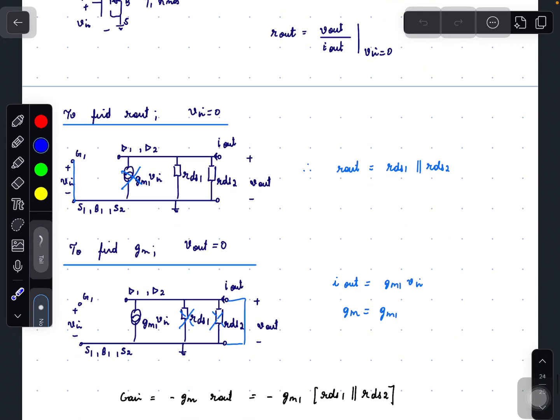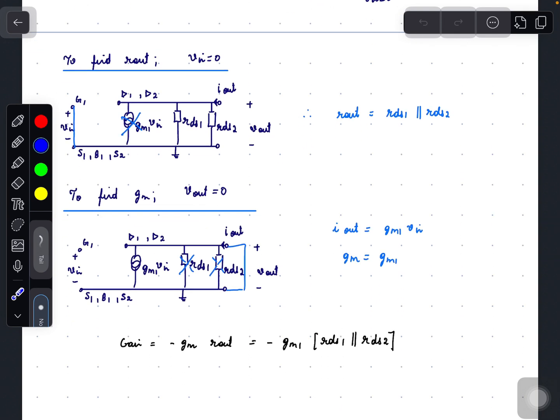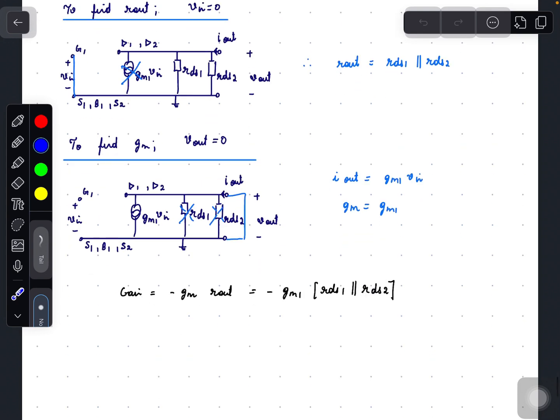To find Rout, make Vin equal to 0. So when Vin is shorted, the GM1 times Vin term goes away. Therefore, now Rout will be equal to RDS1 parallel RDS2. To find GM, make Vout equal to 0. So when Vout is shorted, the current Iout will be equal to GM1 times Vin. Therefore, Iout by Vin equals GM1. Therefore, GM equals GM1. So the gain of this circuit is minus GM1 times RDS1 parallel RDS2.